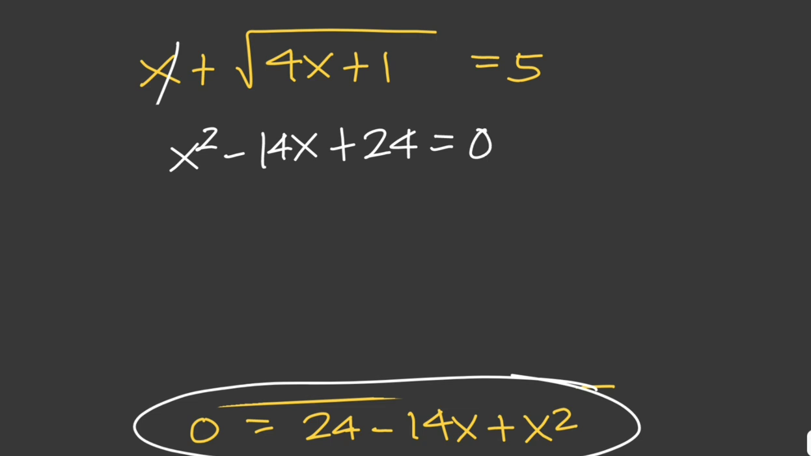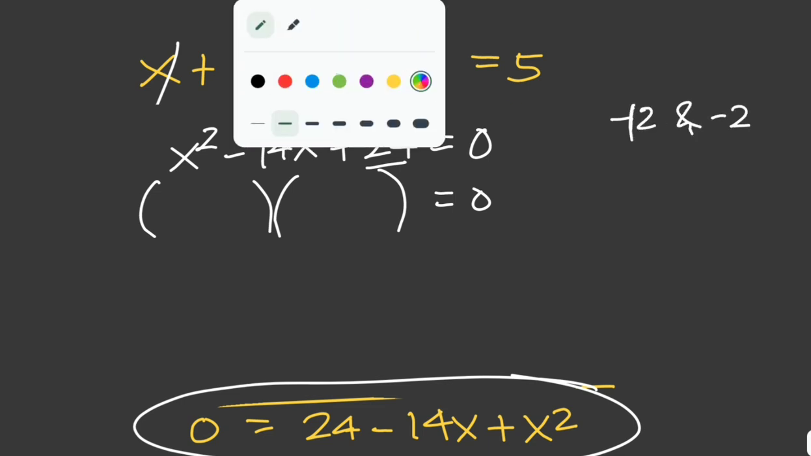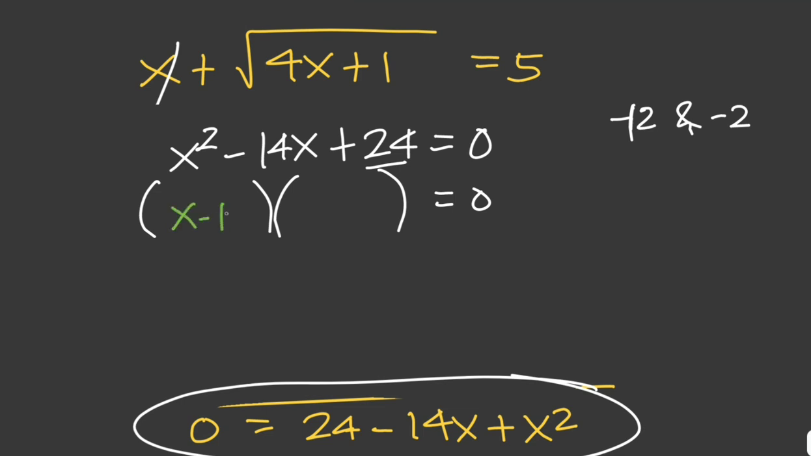Now, how do we solve for the values of x? We need to factor this. We look for factors of 24 that when we multiply them, it would equal positive 24, and when we add them, it would equal negative 14. So we can use negative 12 and negative 2. So this would be x minus 12 times x minus 2. You can always check that by using the FOIL method, or just simply multiplying both of the expressions.